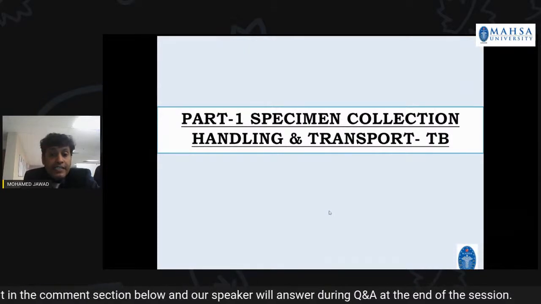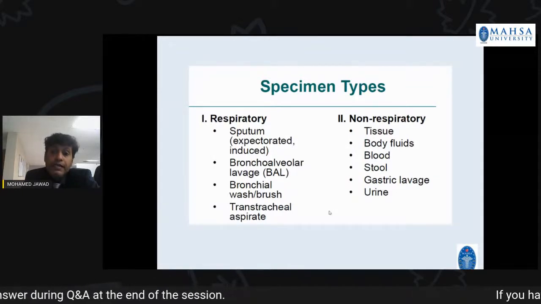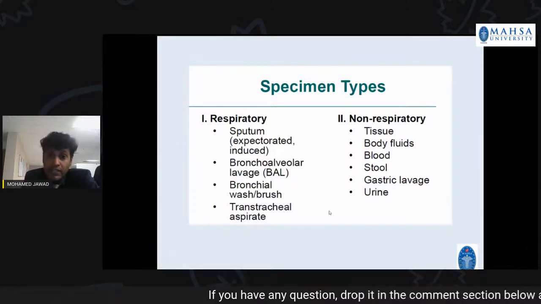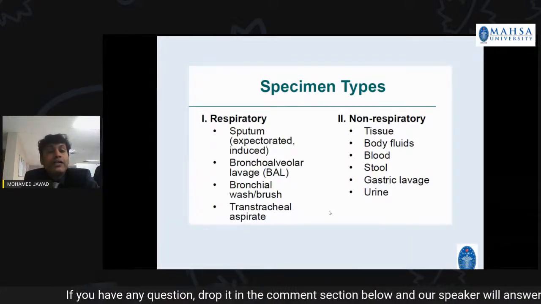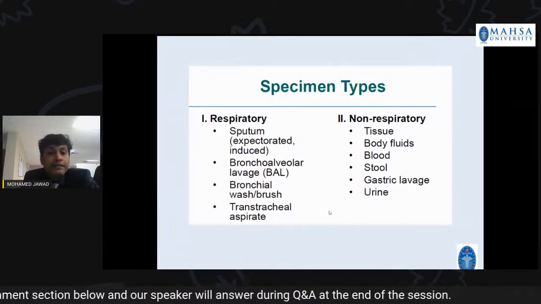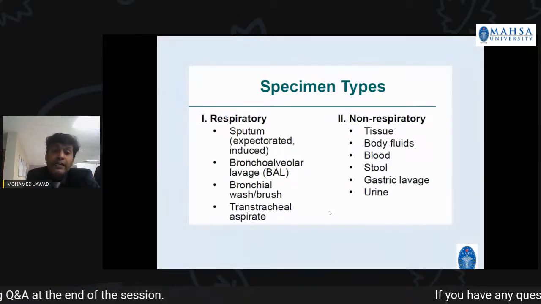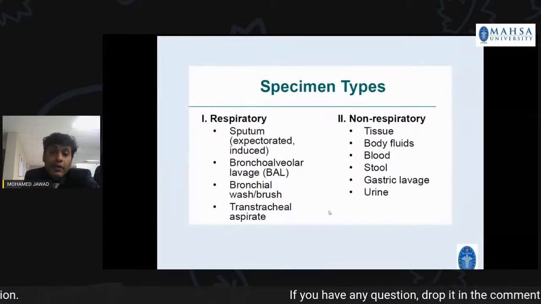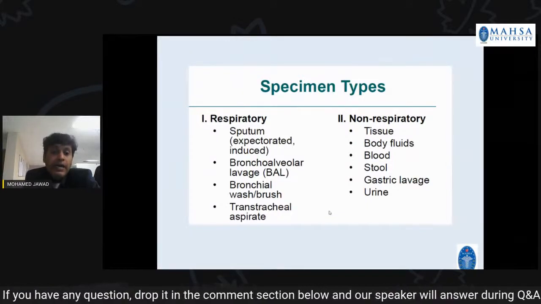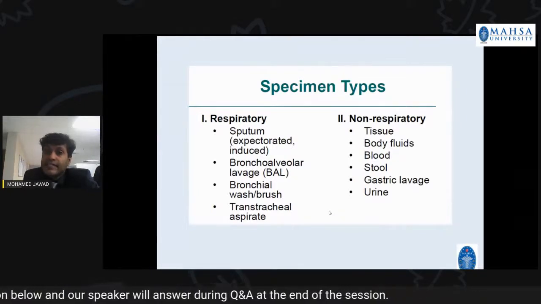Then the specimen collection, handling and transport for TB. TB is one of the important infections. It causes the respiratory disease, tuberculosis. Specimen types we have to classify into respiratory and non-respiratory. Mainly respiratory specimens are sputum, both expectorated and induced. In some patients who are unable to produce sputum, with the help of some hypertonic solution we take sputum. Then bronchoalveolar lavage, bronchial washing and brush, then transtracheal aspirators.